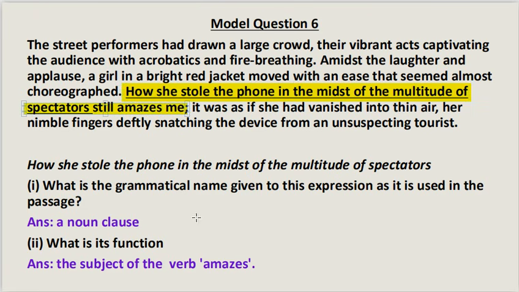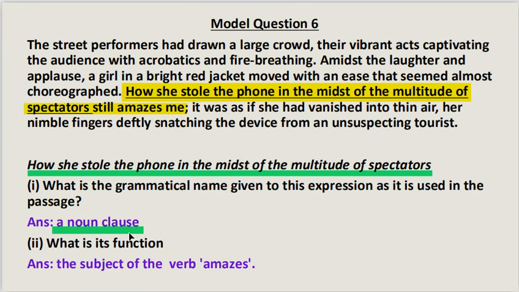One of the things we said is that we can always replace a noun clause with a pronoun. So let's replace the whole of this underlined group of words with just a pronoun. Let's use it. How she stole the phone in the midst of the multitude of spectators still amazes me. We can remove everything and say it still amazes me. Replace everything with just the pronoun it. It still amazes me. So altogether, the whole of the underlined group of words is a noun clause.